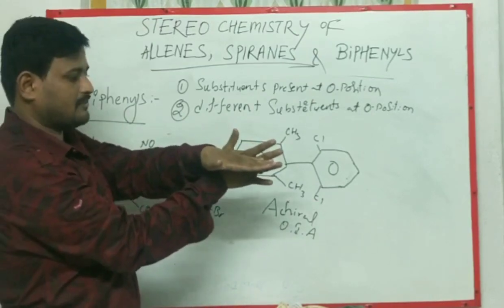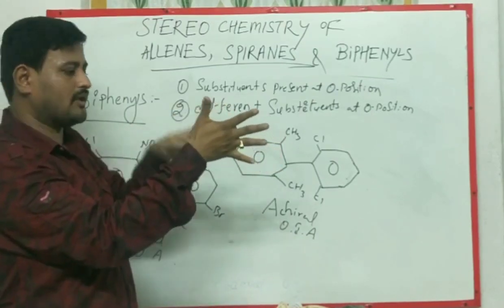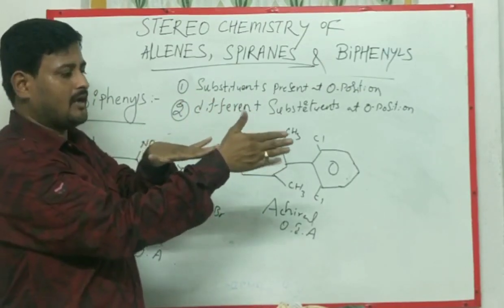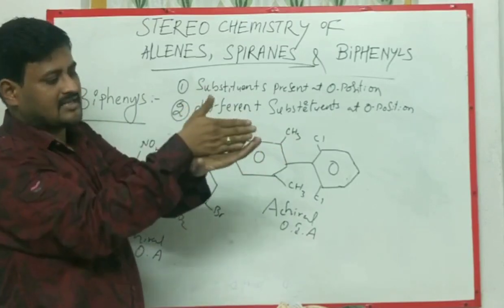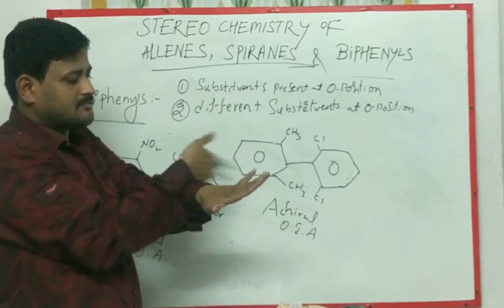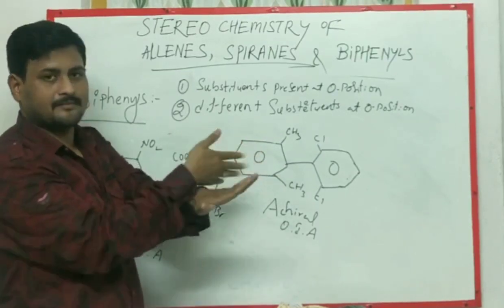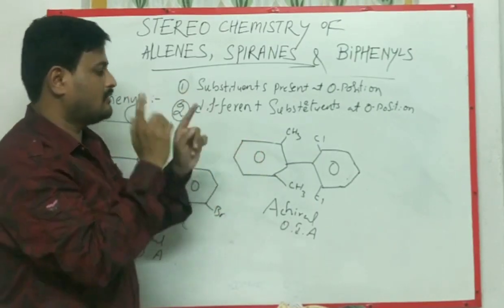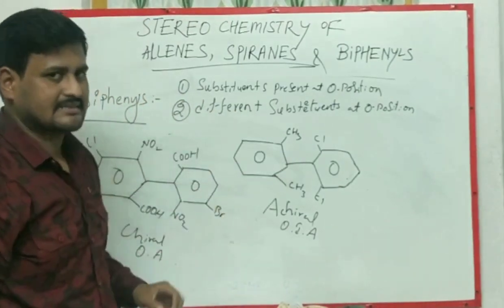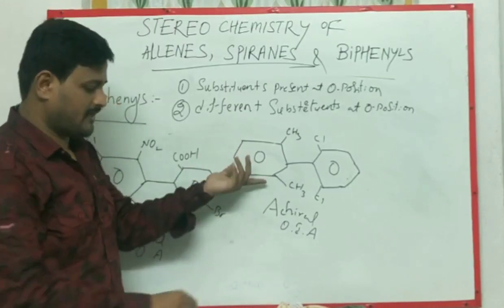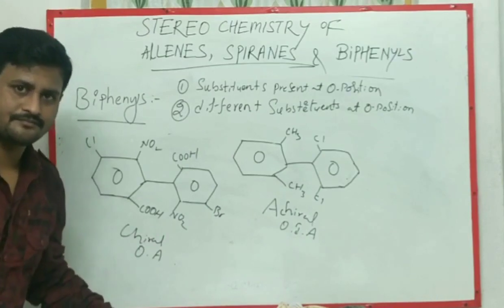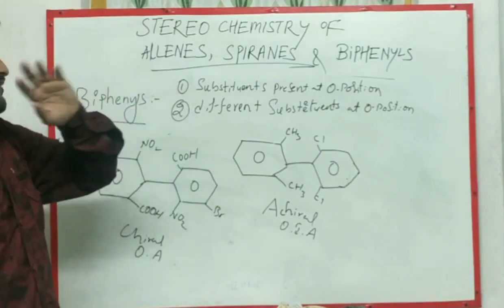One plane of symmetry is there, and again another: this is chlorine, this is chlorine, and methyl, methyl, and we have to observe another plane like this, and this plane can act as a symmetry plane. This part is the same. Then it has a plane of symmetry because of the same substituents. Because of the plane of symmetry, it is an optically inactive, achiral molecule. Are you clear?